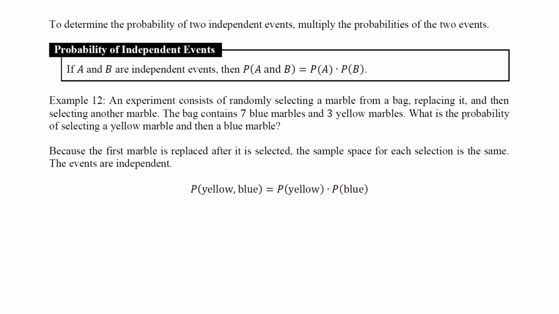So the probability of choosing yellow then blue is the probability of choosing a yellow marble times the probability of choosing a blue marble. The probability of choosing a yellow marble is 3 out of 10, and the probability of choosing a blue marble is 7 out of 10. We multiply those and get 21 out of 100. So our probability of choosing a yellow marble then a blue marble is 21 out of 100.